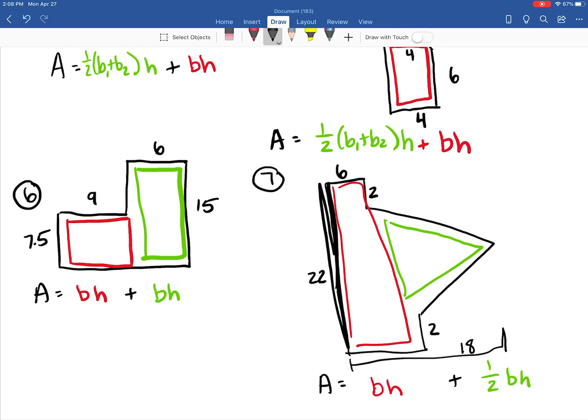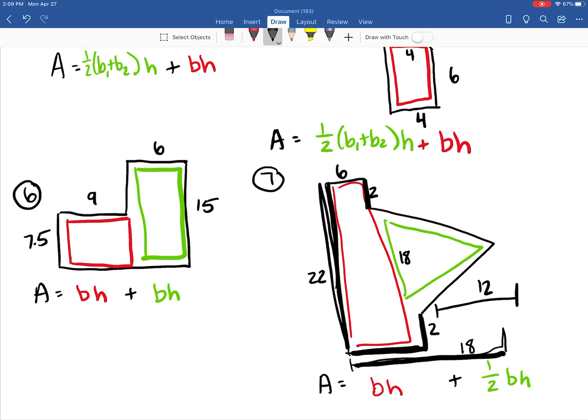If this whole distance is 22, and I just want the part in green, 22 minus 2 gives me 20, minus another 2 gives me 18. Now, if they give me the entire height, and I only want the height of the triangle, I need to subtract 6. 18 minus 6 gives me a height for my triangle of 12. So that gives you a little head start if you were still stuck. I would like you to continue with this on 8, 9, 10, 11, and 12.